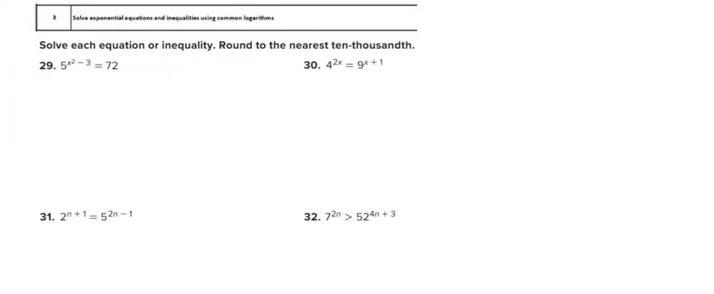Now multiple choice question 3, questions 29 and 30, which have an equal to sign. Out of these I'm going to solve one question, and one question from inequality. It's easy. Look at question number 29: 5 power x squared minus 3 is equal to 72.